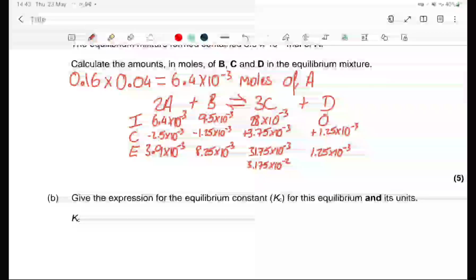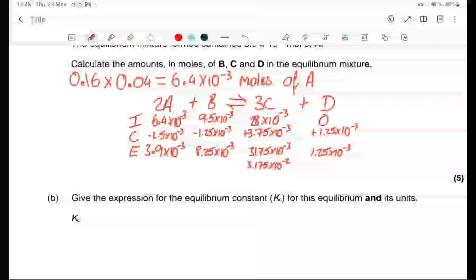And that results in B's equilibrium number of moles. Don't forget to convert your C back to proper standard form if you, like me, try to keep everything as times 10 to the minus 3. So for 5 marks, actually, that's relatively straightforward.